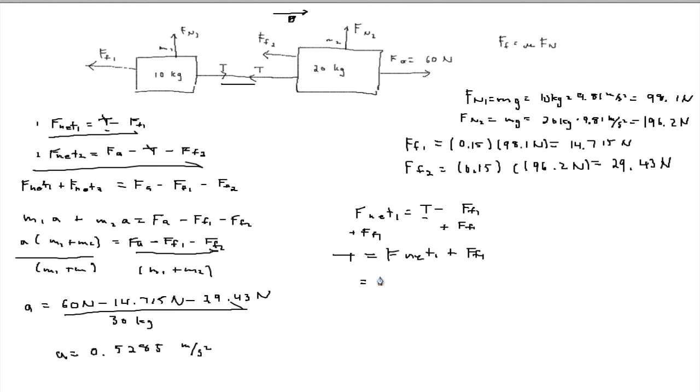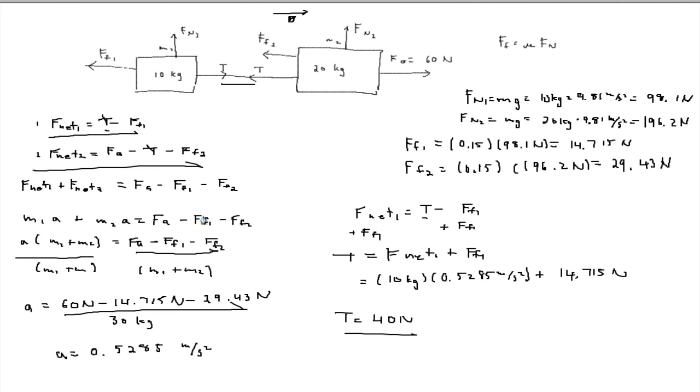And F net 1 is going to be our 10 kilograms multiplied by our acceleration, which is 0.5285 meters per second squared, plus force due to friction on mass 1, which is 14.715 newtons. And that gives us a tension of 40 newtons. So therefore, to answer this question, the tension on the string between the two masses is 40 newtons.